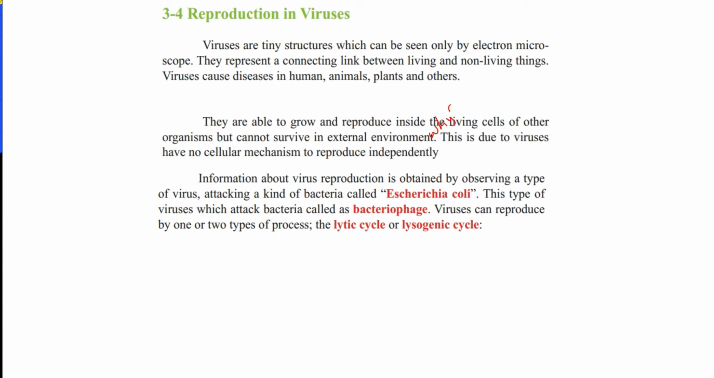So we ask question, why? Because the viruses have no cellular mechanism to reproduce independently. Information about reproduction is obtained by observing a type of virus attacking a kind of bacteria called E. coli, Escherichia coli. It's name of bacteria which is infected by virus. The virus which infect that bacteria, we call it bacteriophage. So most of information about reproduction of viruses we gain from information about bacteriophage.